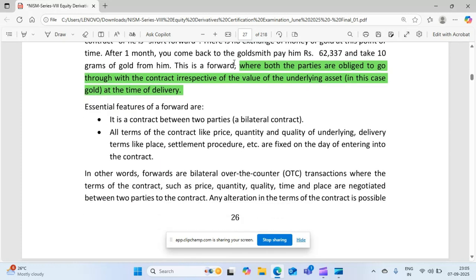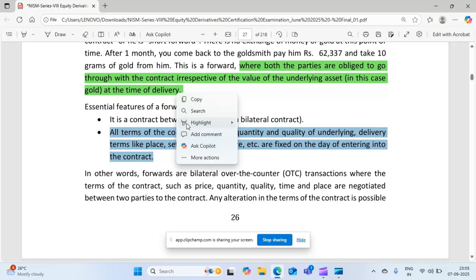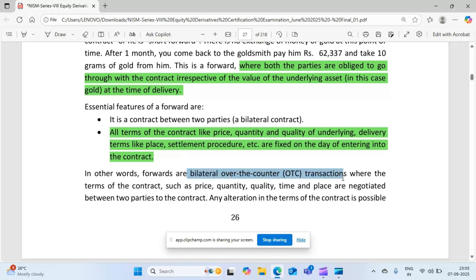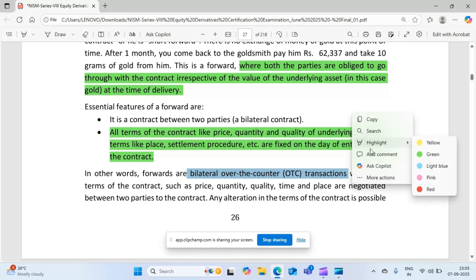So what is the feature of a forward contract? It is a contract between two parties. All terms of the contract, like price, quantity, quality of underlying, delivery terms and settlement process, are fixed on the day of entering the contract. This is very important. Now, forward contracts are basically bilateral OTC transactions. They are not traded on a stock exchange. This is a point to be noted.